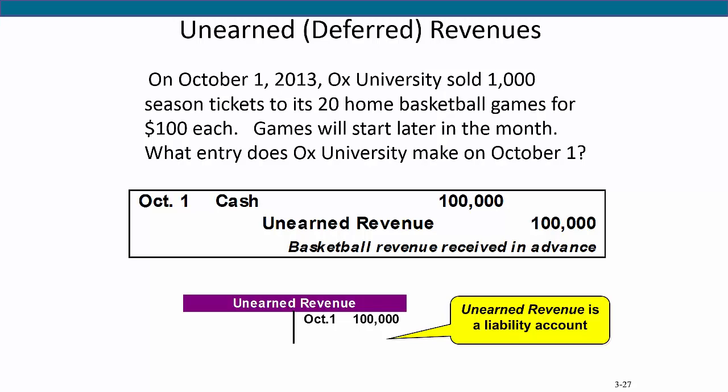We know the use of the word revenue may be a little confusing for now, but remember that the key word here is unearned. The university has done nothing to earn revenue from the sale of the tickets. So we will post the entry to the ledger account unearned revenue. Remember, unearned revenue is a liability account and will remain a liability until the university provides basketball games for the season ticket holders.